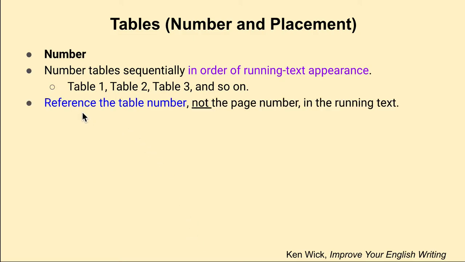And then you reference the number of the table, not the page number of the running text. You don't want to say see the table on page 3. The reason you don't do that is sometimes during the formatting of the book, the table may get moved. So therefore, you'd have to go through and renumber, find all those page numbers. So what you want to do is say per table 1, and then wherever table 1 appears is great. You reference the table number, not the page number in the running text.